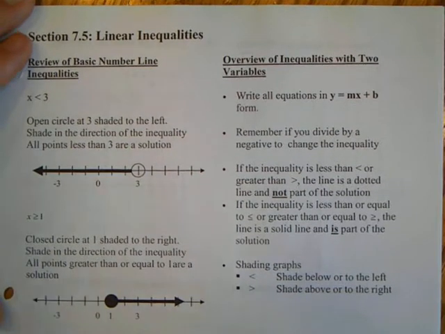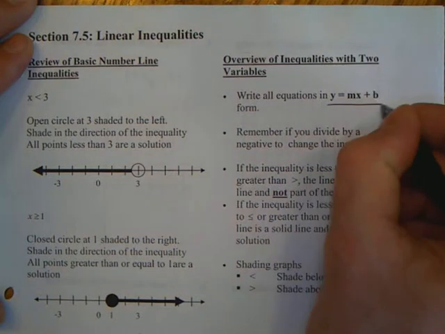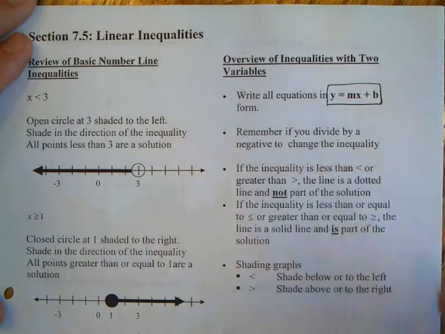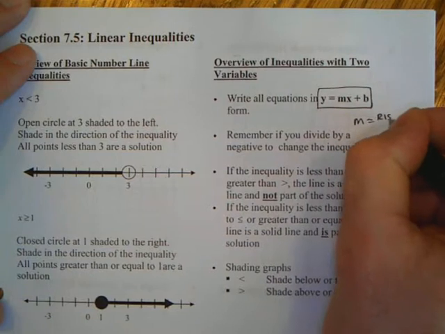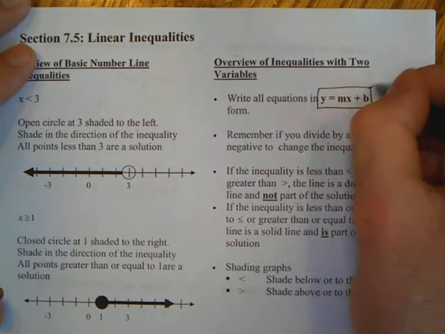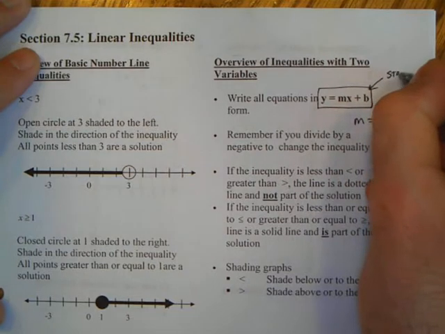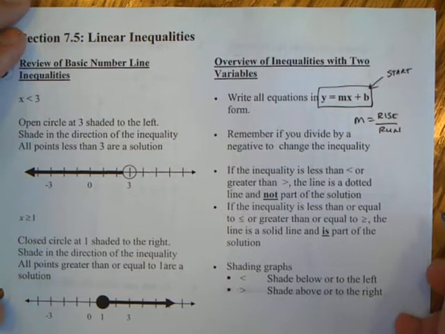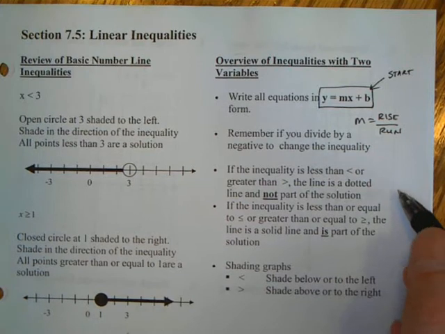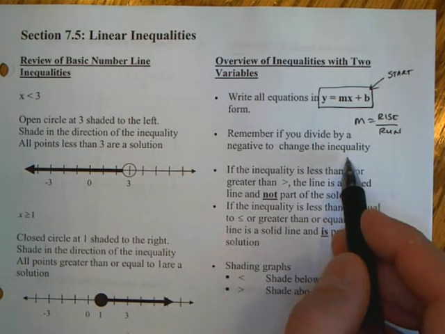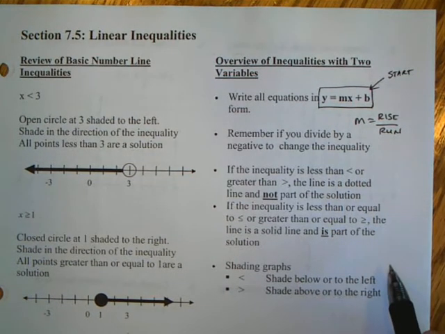Now, we compare this with two variables, and in that case we're going to have equations of lines. Y equals mx plus b. Remember, m is rise over run, and that relates to the slope. B is the y-intercept. That is the starting point. So when we think of graphing our lines, we have to think about y equals mx plus b. Remembering with inequalities as well, when you divide by a negative, you change the sign.